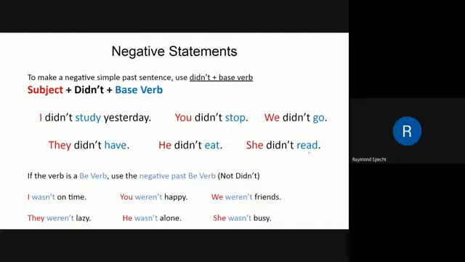Sorry, she didn't read. If the verb is a be verb, use the negative past be verb, not didn't. So, I wasn't on time. You weren't happy. We weren't friends. They weren't lazy. He wasn't alone. She wasn't busy.